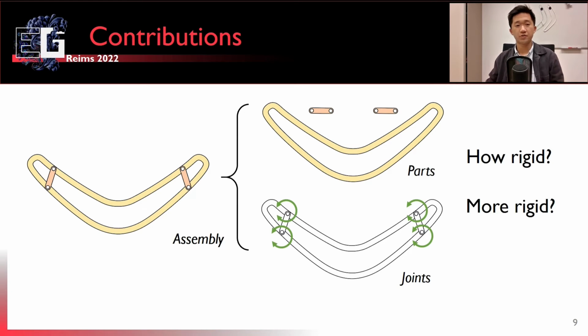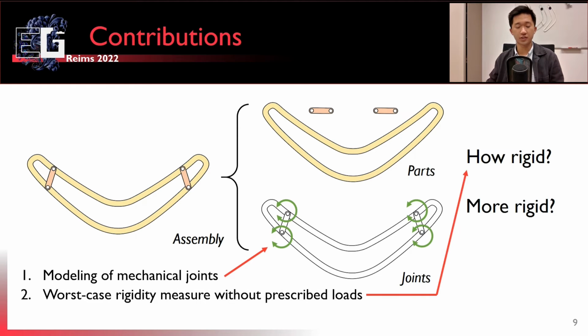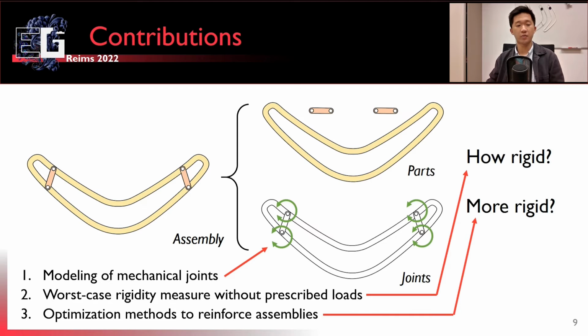And this will correspond to three technical contributions in our work. The first one is our modeling of mechanical joints. We can support mechanical joints of arbitrary combinations of rotational degrees of freedom and translational degrees of freedom, and also the joint jitter effect. The second contribution is our worst case rigidity measure without prescribed load, and this will help us answer how rigid the assembly structure is. And on top of number 1 and 2, we can come up with an optimization method to reinforce the assembly structure to make it more structurally rigid.